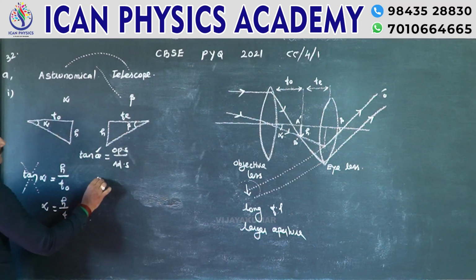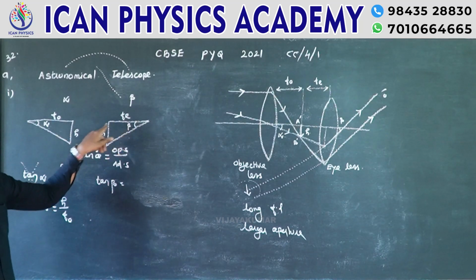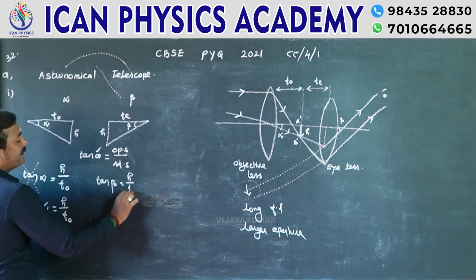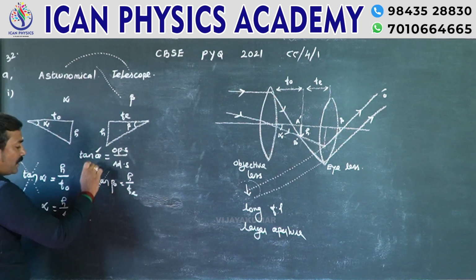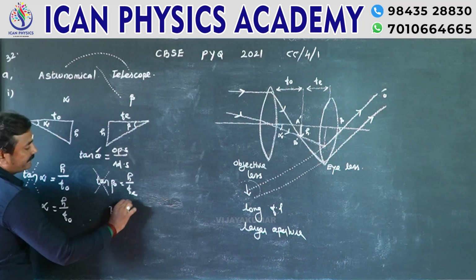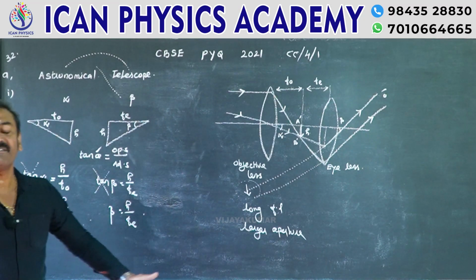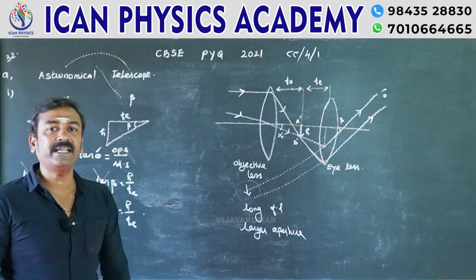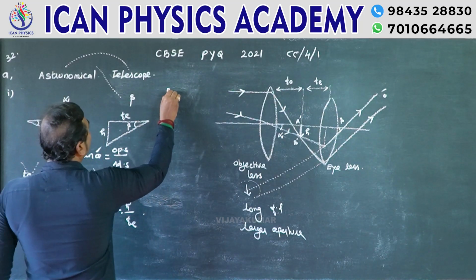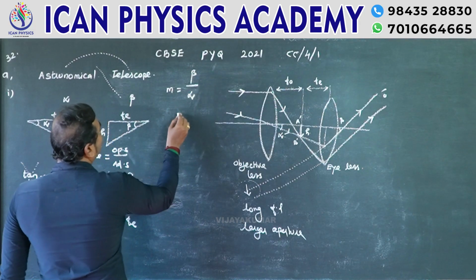Like that we can go for tan beta. The opposite side is h, and the adjacent side is fe. Being a small angle, we can neglect the tan. So beta equals h by fe. From that, what can we calculate? We can calculate the magnification. What is the formula to calculate the magnification? That is beta by alpha.